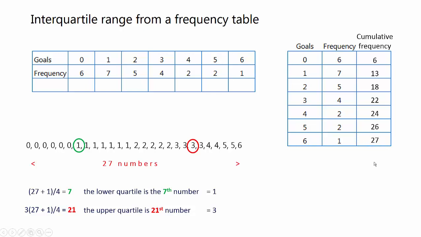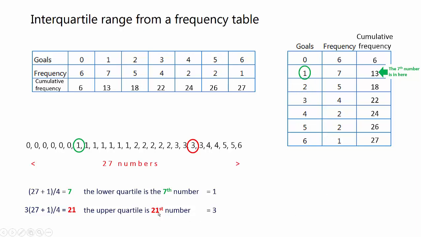Now, we know from before that the 7th number will be the lower quartile. How could we get that from the table? Well, the first 6 are 0. So the 7th game will be in here. Because up to here, we've only counted 6 games. When we count these, where 1 goal was scored, we've counted 13. So the 7th game is in here. And so the lower quartile will be 1.